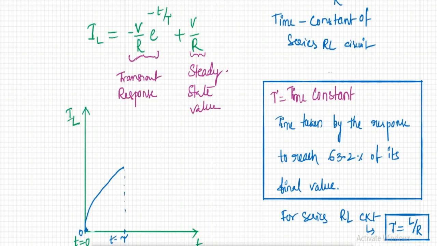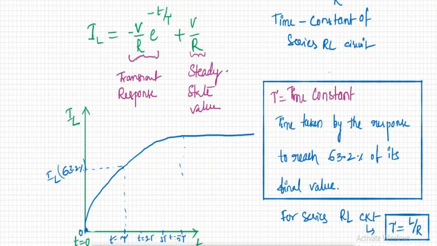Okay, so this is the condition at t is equal to tau. At this point of time the response has reached 63.2% of the response, 63.2% of IL. As time progresses further, at t is equal to 2 tau and 3 tau, and at t is equal to 5 tau the response will be almost equal to the steady state. That means it will increase and at t is equal to 5 tau the response will be constant.